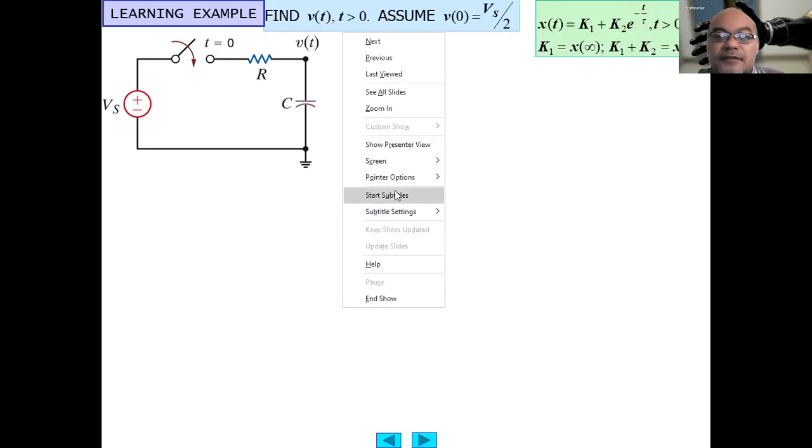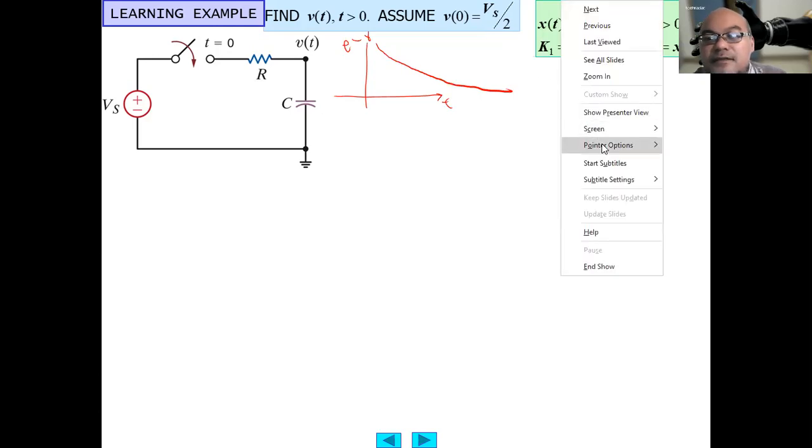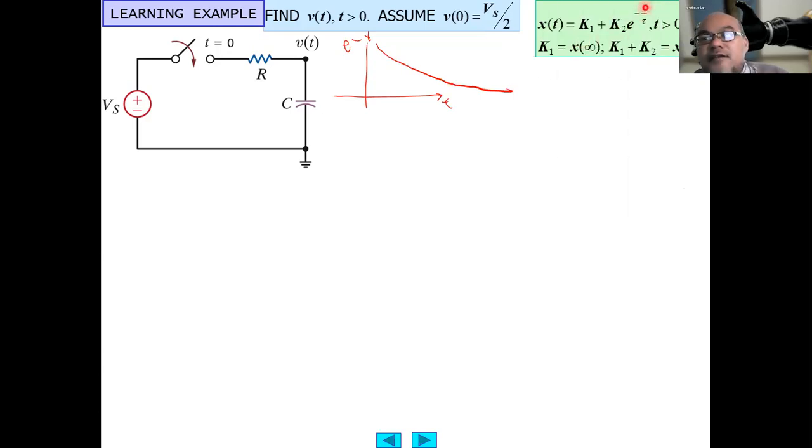If you try to graph the exponential term, with t on one axis and exponent minus t on the other, when t goes towards infinity, this becomes smaller and smaller until it approaches 0. That is why, when t approaches infinity, this becomes 0, so x(t) becomes equal to k1. So k1 basically is x at t equals infinity.